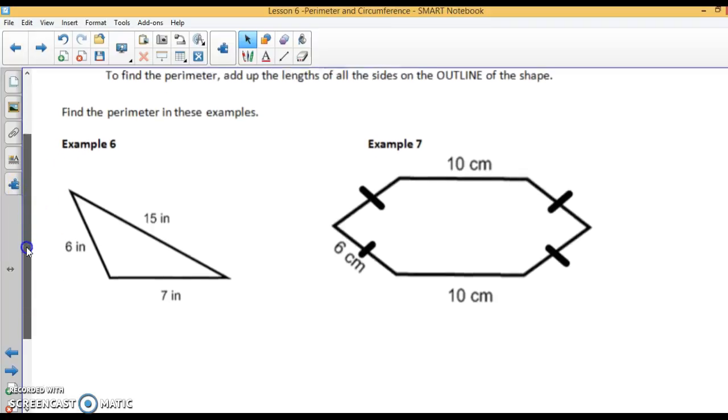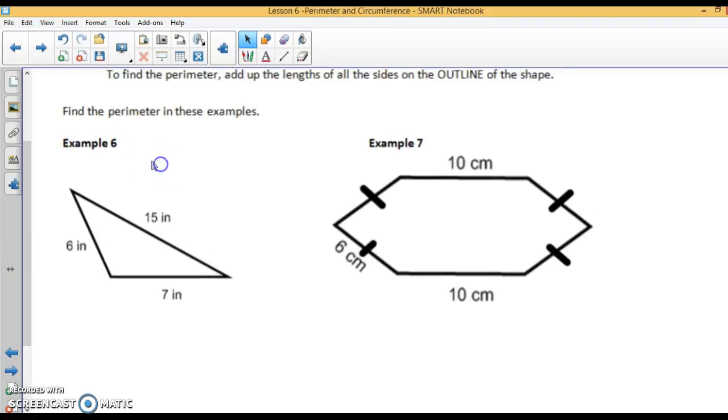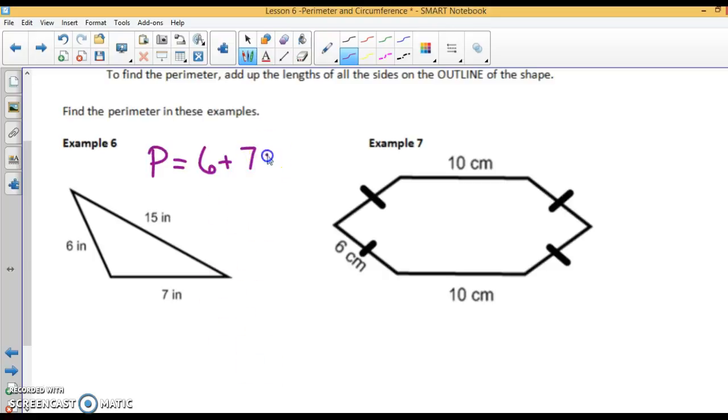So how do you find the perimeter of any shape in the world? You add up the sides. So the perimeter of this triangle will be 6 plus 7 plus 15. The perimeter is 28 and the unit is inches.